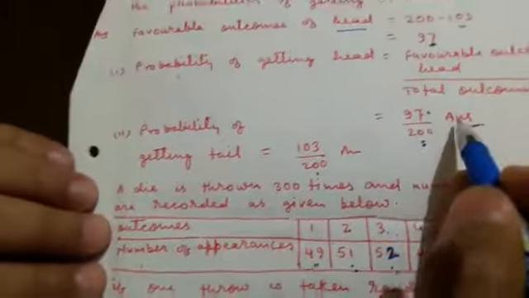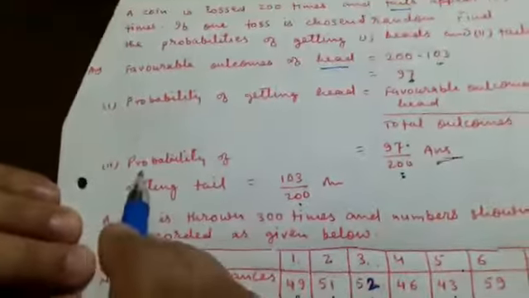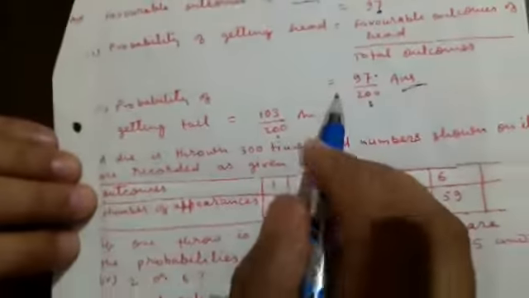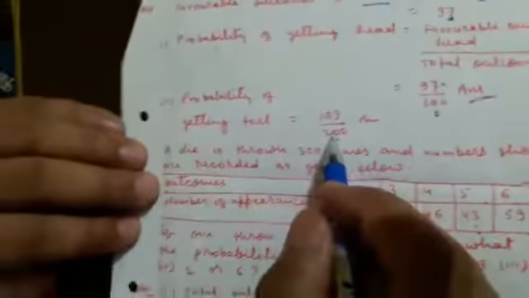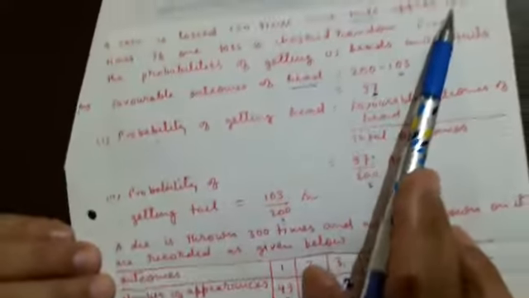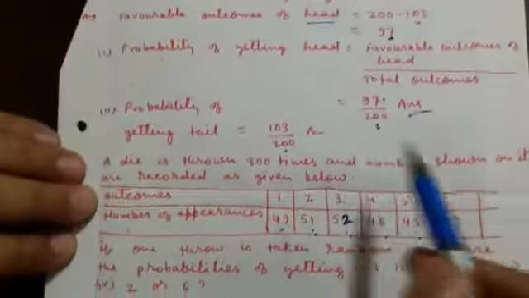This is our answer. In the second part, we have to find out the probability of getting tail. That is also equal to favorable outcomes of tail upon total outcomes. So the favorable outcomes of tail is given, 103. So here we will write down 103 upon 200. This is our answer for the second part. Now children, we will see the next question, number 5.